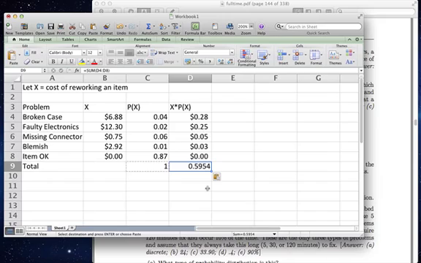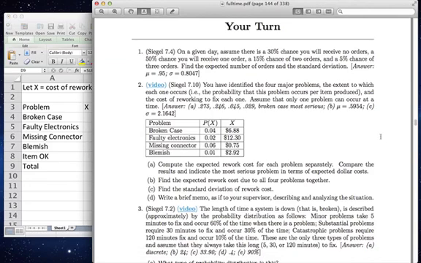rework cost per item. So in total, I expect to spend about 59 or 60 cents fixing a randomly selected item, and this is how it breaks out. So I might stick a currency on here just to make sure. All right, so 60 cents if you round.